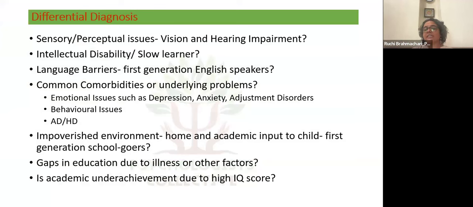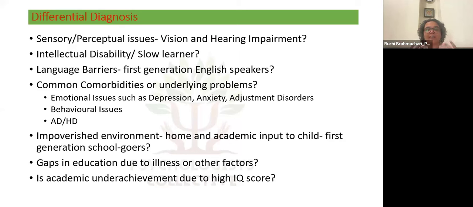I think in our context, another very important factor is the language barrier. Are we looking at a first generation English learner, a child who has no exposure to the English language in the home setting, and is the academic underachievement because they just don't have exposure, or they're coming from a language impoverished environment? Other common comorbidities that coexist, like I said, the chicken egg issue.